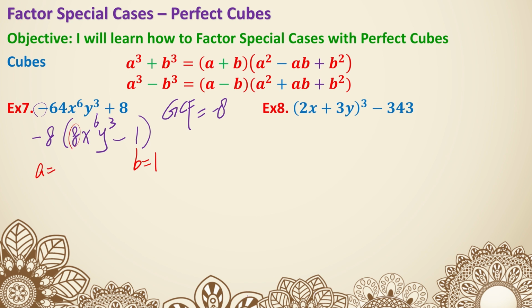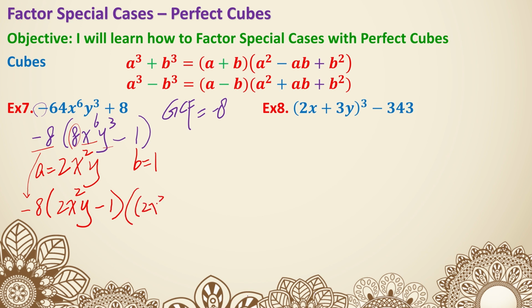Well, we need to find the cube root of 8, which is a 2. The cube root of x to the 6th power is x squared. The cube root of y cubed is just a y. There you go. Don't forget the GCF in the front, -8. And then we have 2x squared y minus 1, using the same sign as the original question. Then it gets a little bit more complicated. The whole 2x squared y needs to be squared.